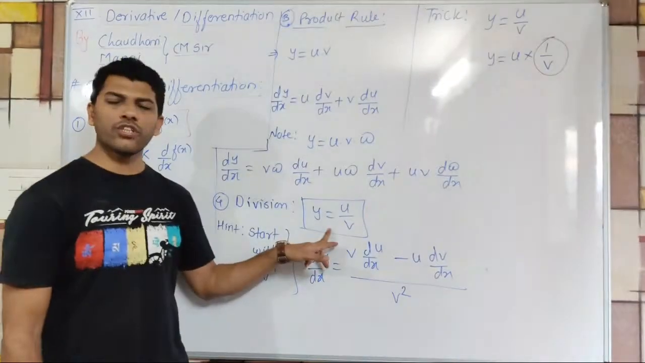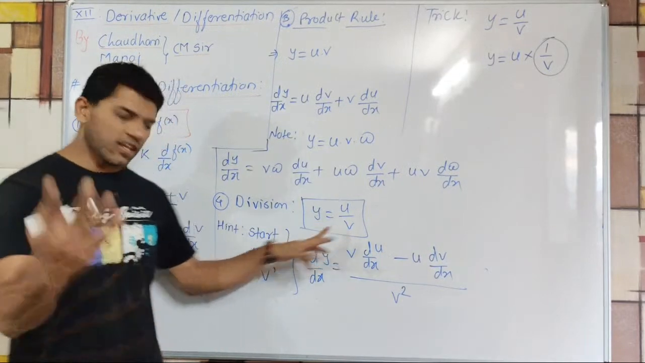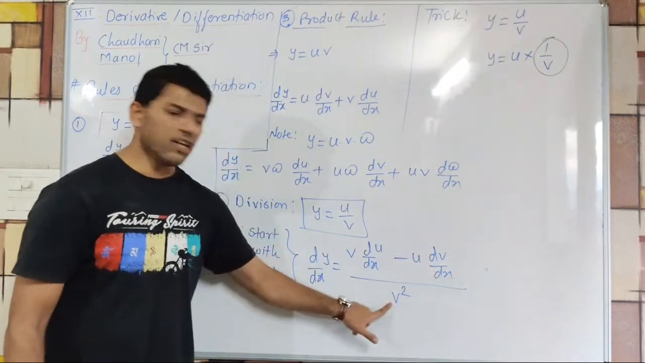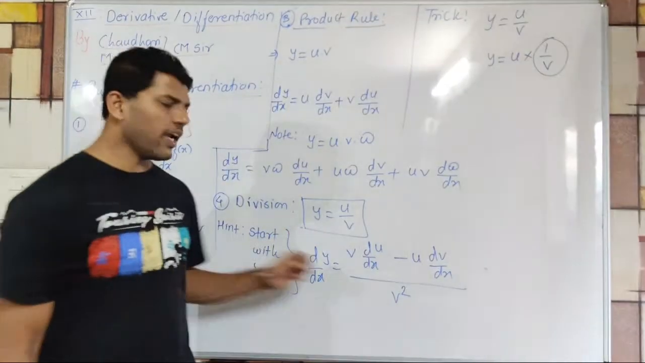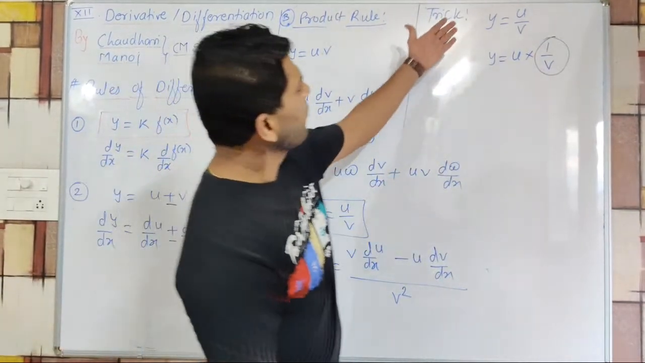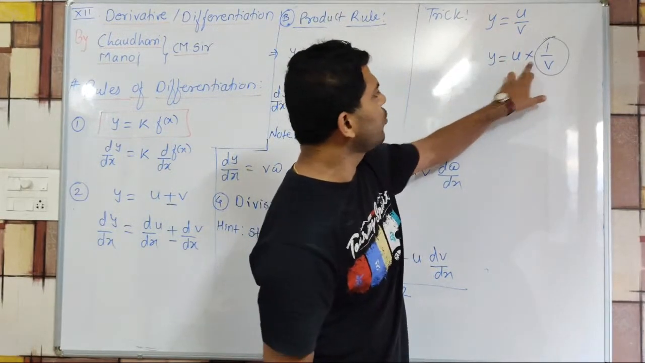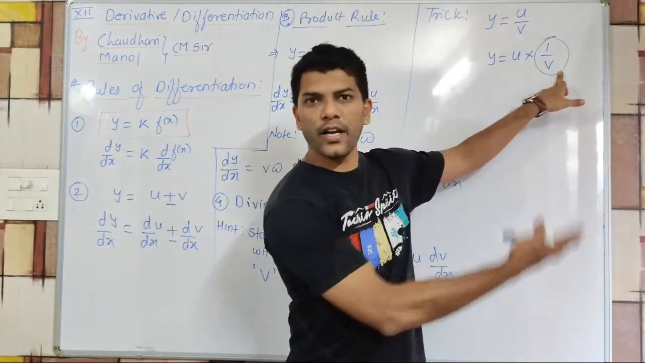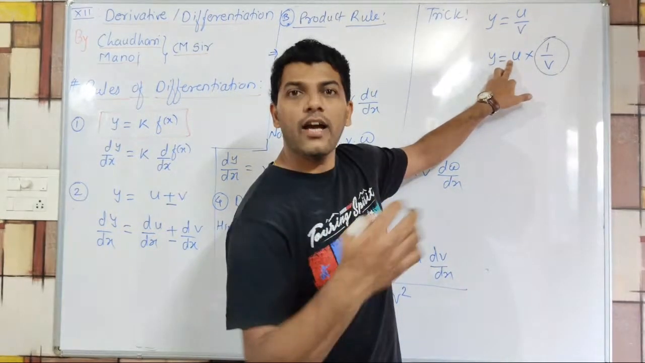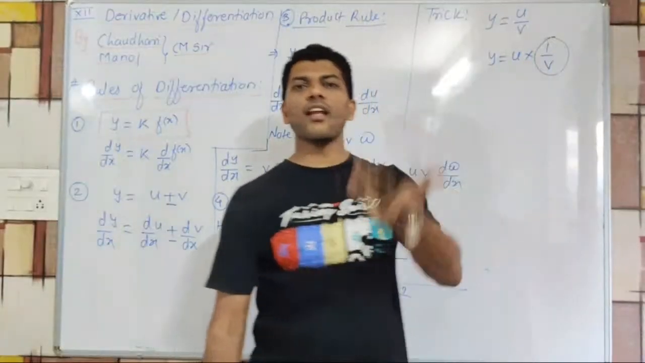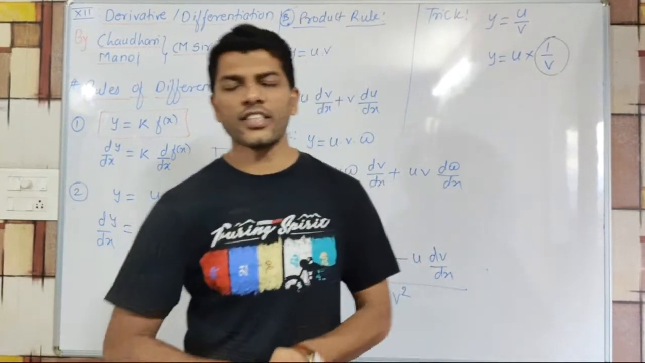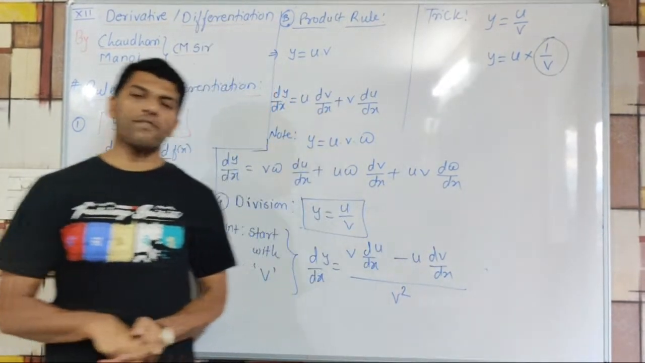And then this is called the quotient or the division rule, like u by v. The hint is start with v: v into derivative of u minus u into derivative of v, divided by v square. And if you hate this formula, if you don't want to remember this formula, do a simple trick. The trick is, if it is u by v, then separate this u and this 1 by v as separate functions. Then you can assume the u and this term as a v, and then you can apply the u into v rule.